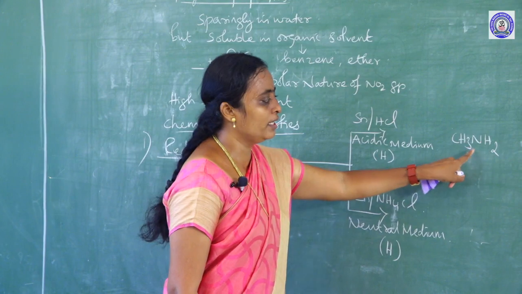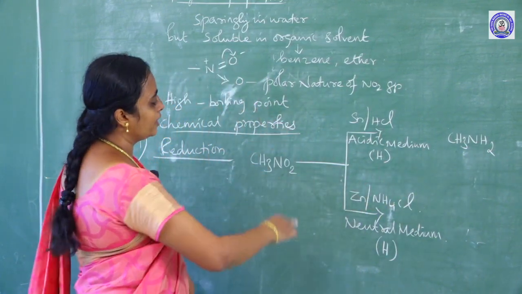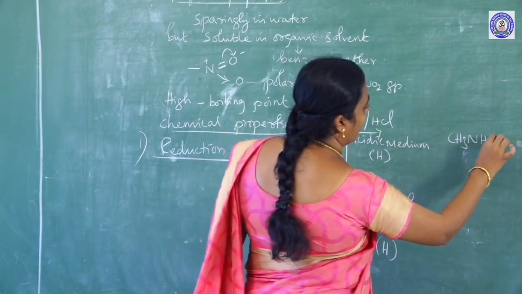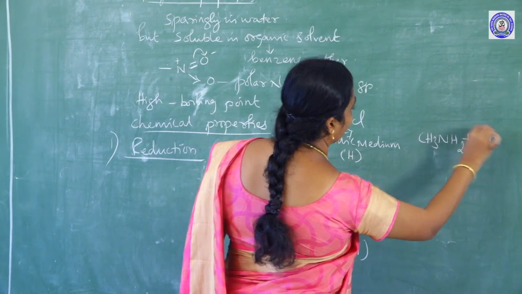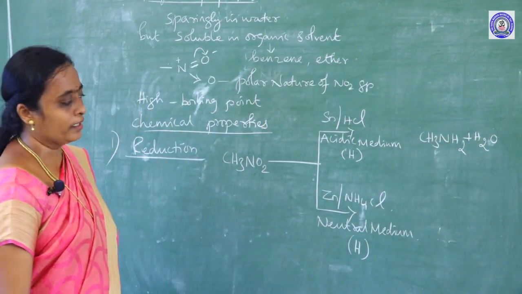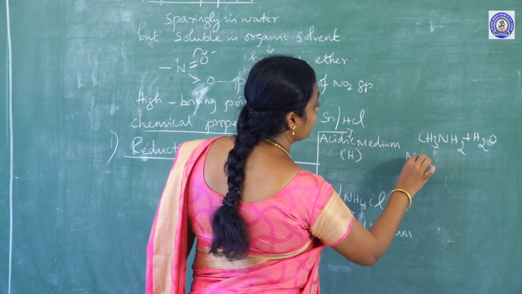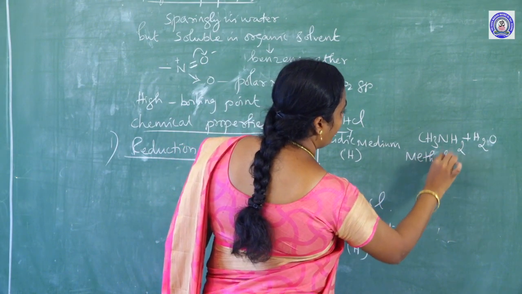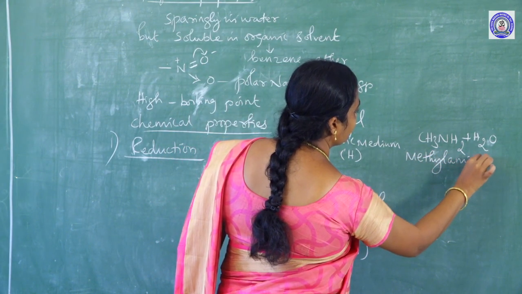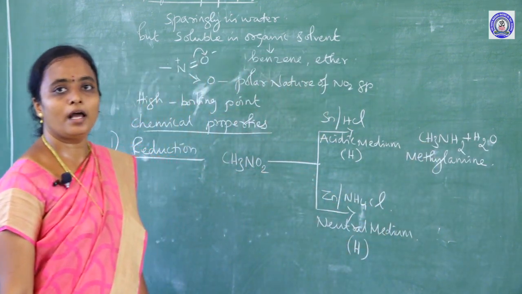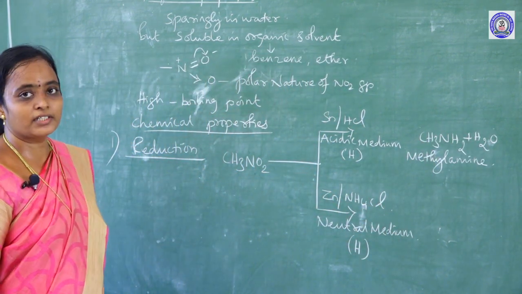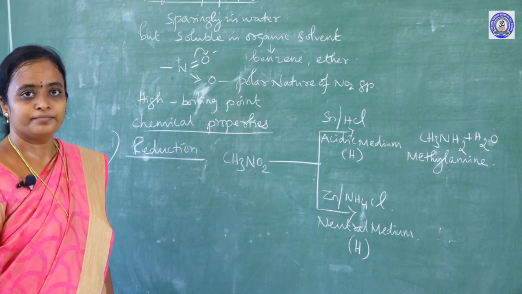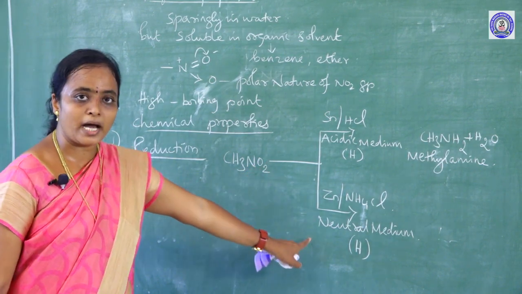CH3NO2 gives CH3NH2. In addition to that, we have eliminated oxygen and that is added as a water molecule. This product is an amine. Methylamine is formed as a product. And the second type of reduction is partial reduction. This is complete reduction, this is partial reduction.